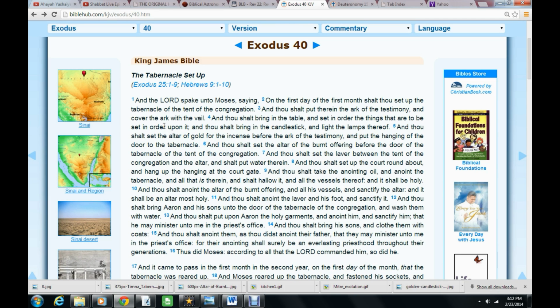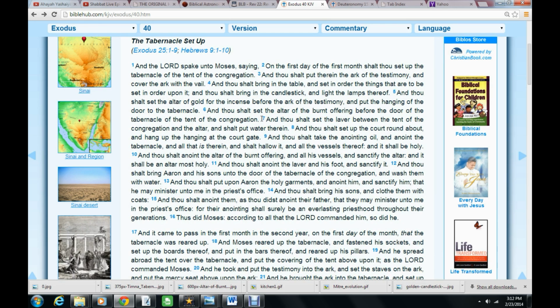So, cover the ark with the veil. And thou shalt bring in the table, and set in order the things that are to be set in order upon it. And thou shalt bring in the candlestick, and light the lamps thereof. And thou shalt set the altar of gold for the incense before the ark of the testimony, and put the hanging of the door to the tabernacle. And thou shalt set the altar of the burnt offering before the door of the tabernacle of the tent of the congregation. And thou shalt set the laver between the tent of the congregation and the altar, and shalt put water therein. And thou shalt set up the court round about, and hang up the hanging at the court gate.